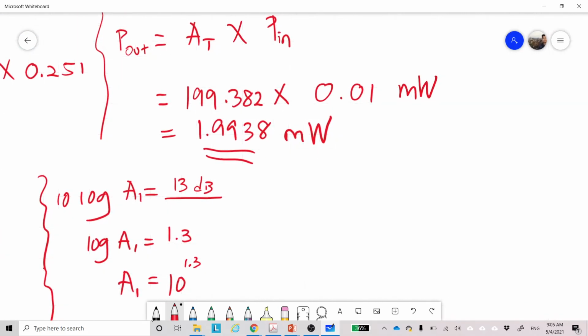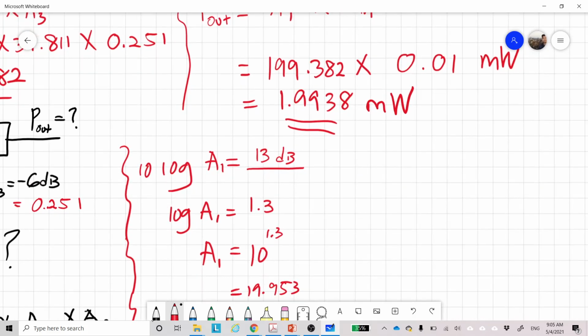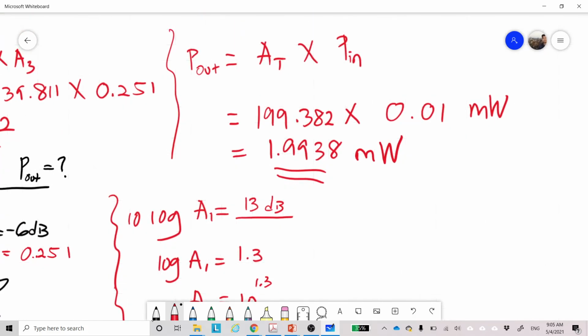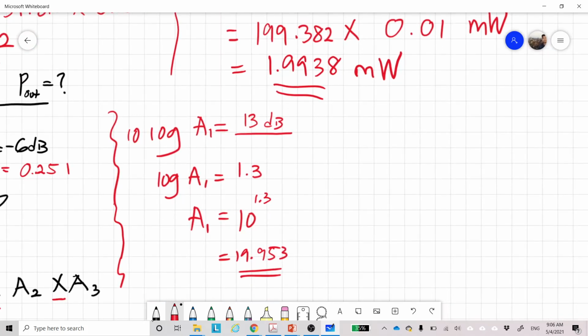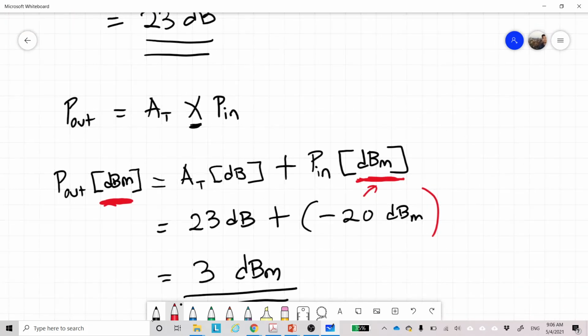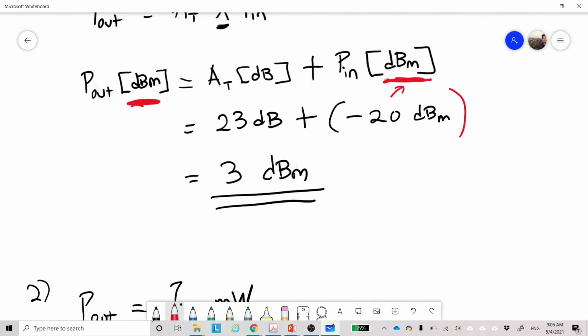So this one I get 1.9938 milliwatt, ataupun 2 milliwatt. Okay, so is it true about this? Adakah ini betul? Okay, so let's compare with this one.